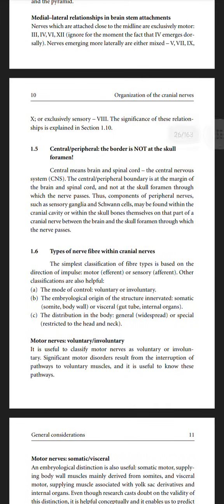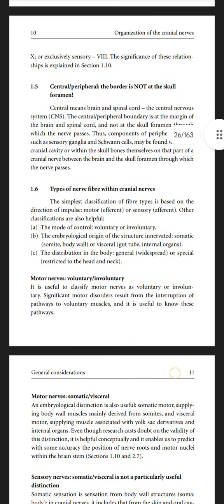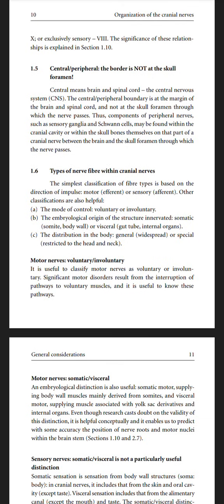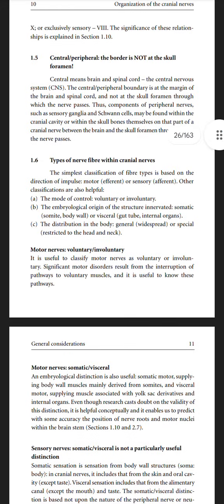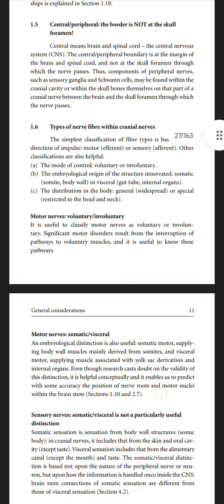Central and peripheral: the border is not at the skull foramen. Central means the brain and spinal cord, the central nervous system. The central-peripheral boundary is at the margin of the brain and spinal cord, and not at the skull's foramen through which the nerve passes. The components of peripheral nerves, such as the sensory ganglia and Schwann cells, may be found within the cranial cavity or within the skull's bones themselves, on the part of the cranial nerve between the brain and the skull foramen through which the nerve passes.